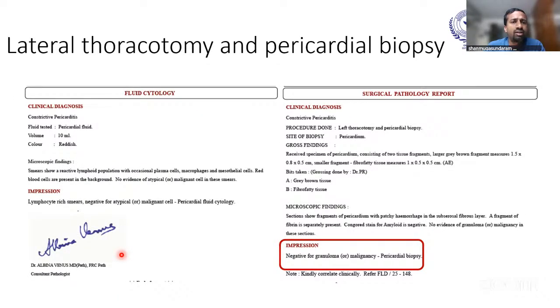Like we thought, the pathology lies in the pericardium. At that point of time, we requested our surgeons just to drain out the fluid and get some pericardial sample, since we were desperately looking for evidence of tuberculosis or any other disease which is causing this pathology. So it was in fact negative for granuloma and malignancy, which in fact didn't help us at all.